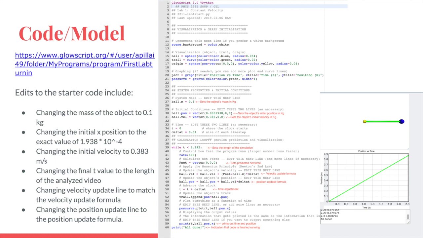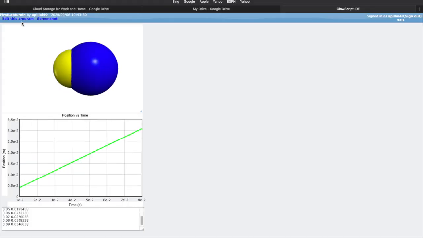When creating the GlowScript model, the starter code needed to be altered to fit the lab. Changes include setting the mass of the object to 0.1 kilograms, setting the initial position and the initial velocity, changing the final t value to the length of the analyzed video, and updating the ball's velocity and position update lines so they'd properly represent the velocity update formula and the position update formula. This is what the code looks like when it's run.